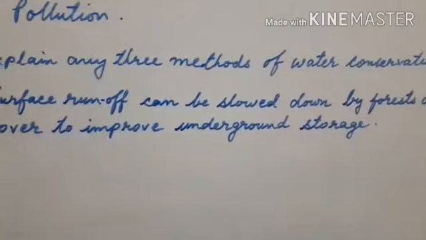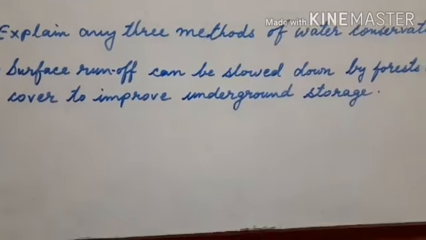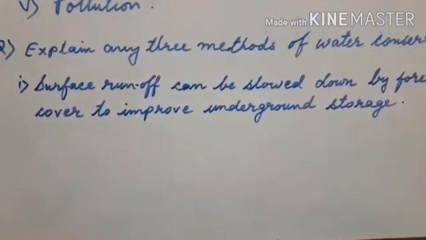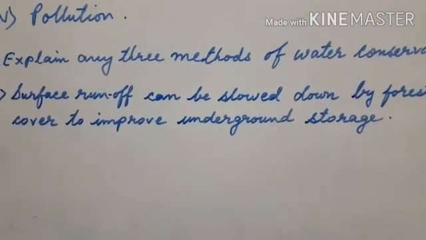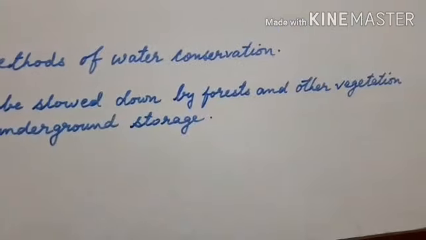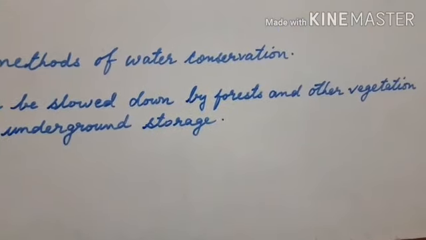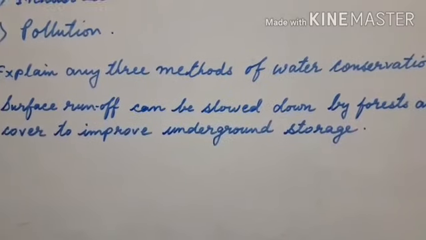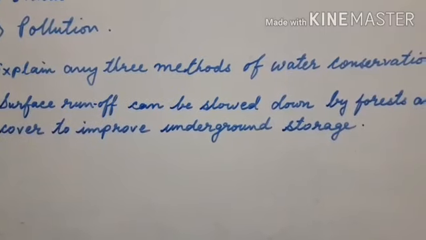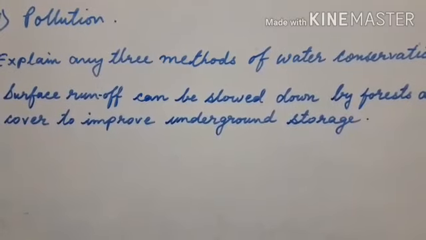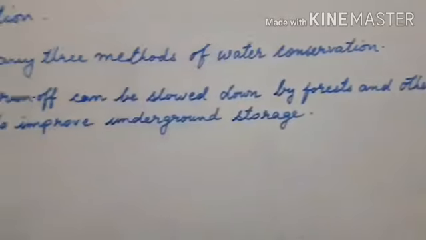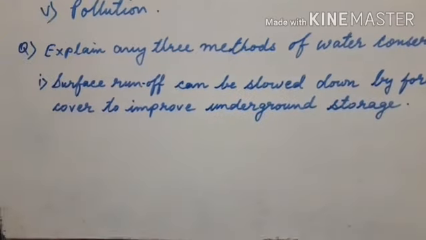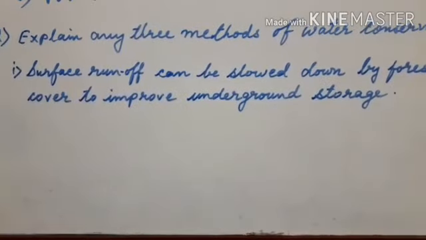Surface runoff can be slowed down, means the flowing of water on the surface can be slowed down. When rain falls too much, the water also flows down. So what is the way of stopping that water? Surface runoff can be slowed down by forests and other vegetation cover to improve underground storage. Means if we do afforestation, if we plant more and more plants on the ground, then water will be absorbed by the roots of these, and the underground level of the water will remain constant.